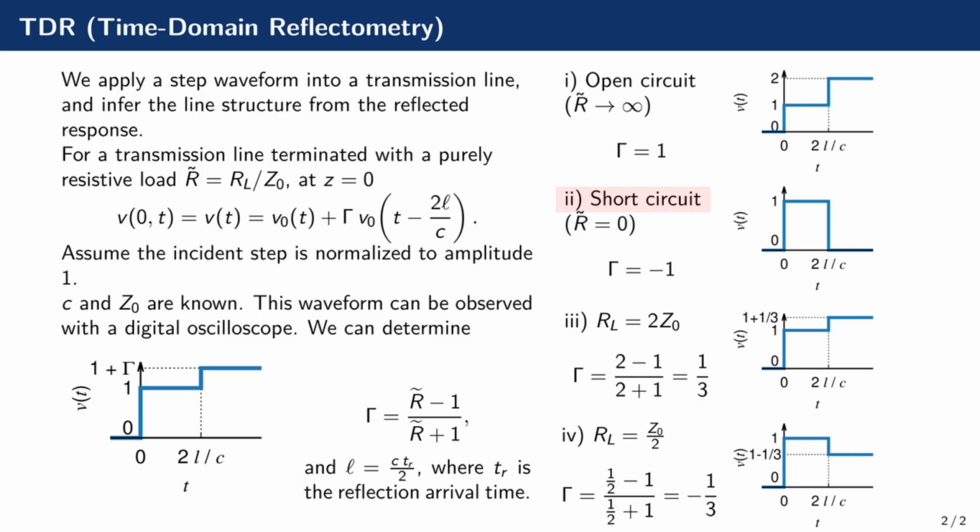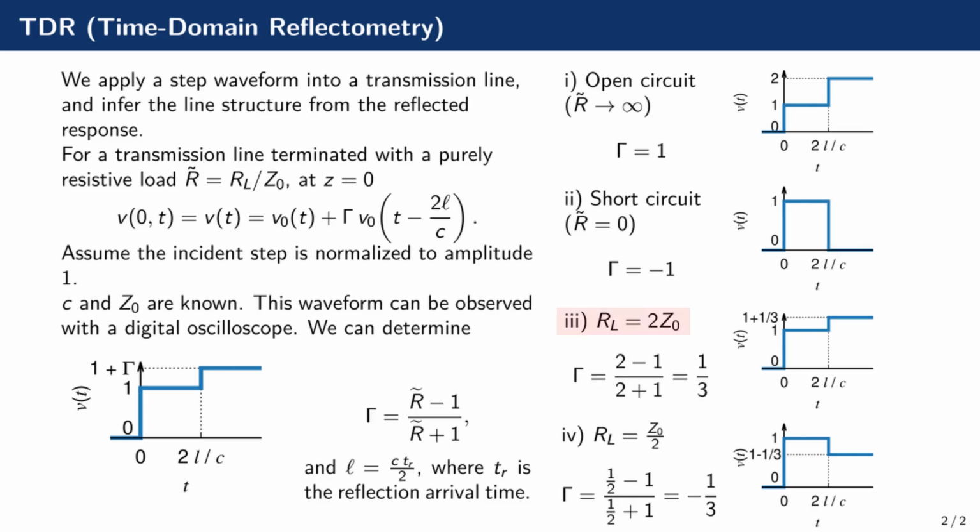Second, consider a short circuit. Then the load resistance is 0, so gamma is minus 1. The reflected wave has opposite polarity, and it cancels the incident wave. As a result, a unit step first rises to 1, but after the round-trip delay, it returns to 0.